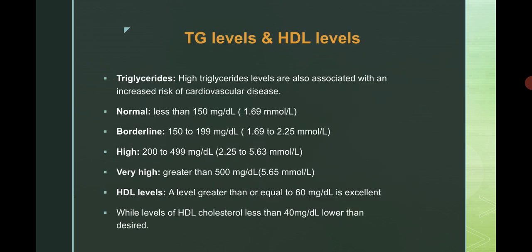TG levels and HDL levels. High triglyceride levels are also associated with increased risk of cardiovascular disease. Normal range is less than 150 mg per dl. Borderline range is 150 to 199 mg per dl. High range is 200 to 499 mg per dl. Very high is greater than 500 mg per dl.